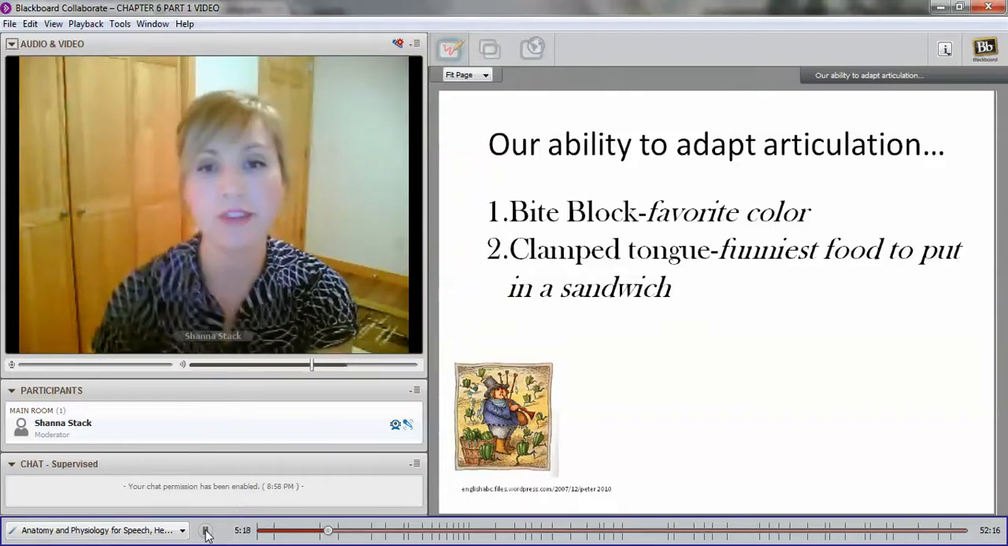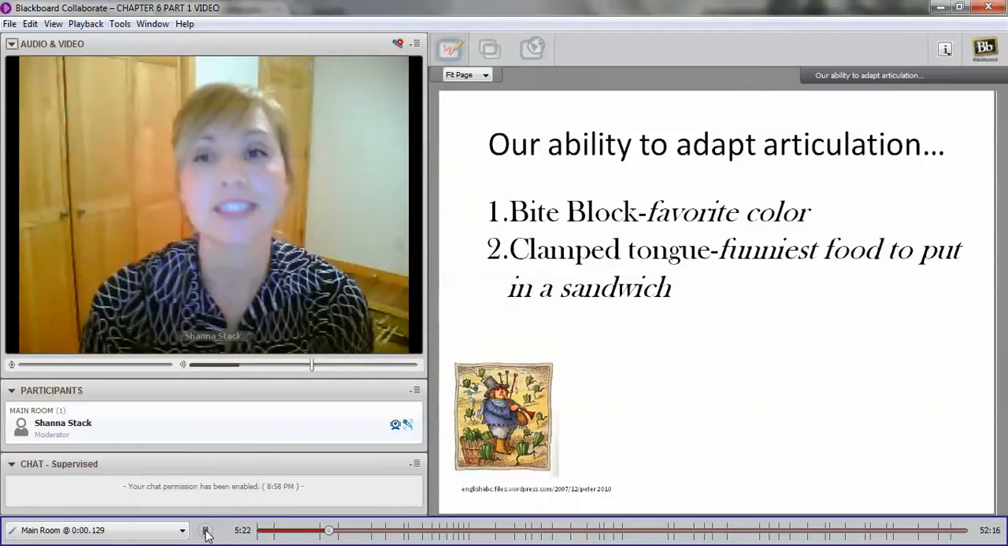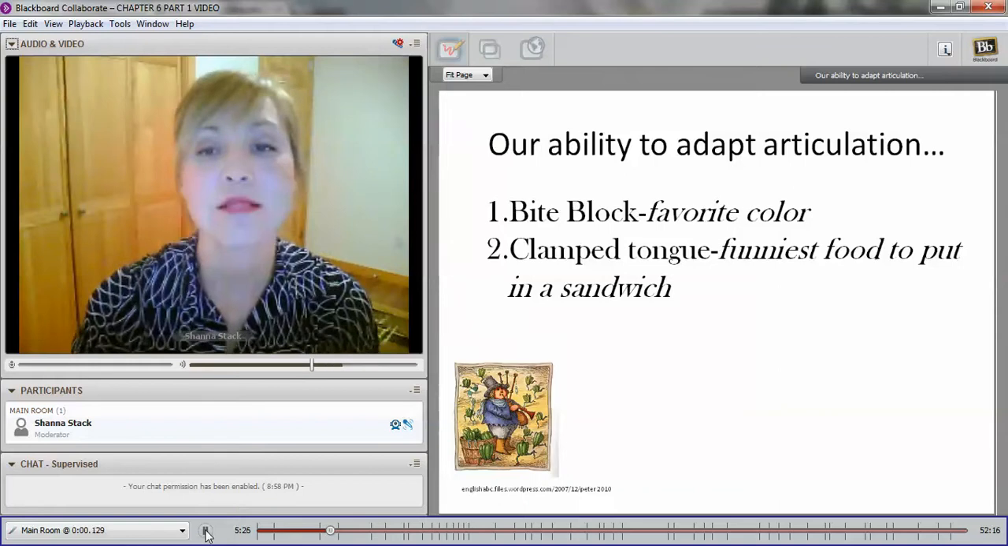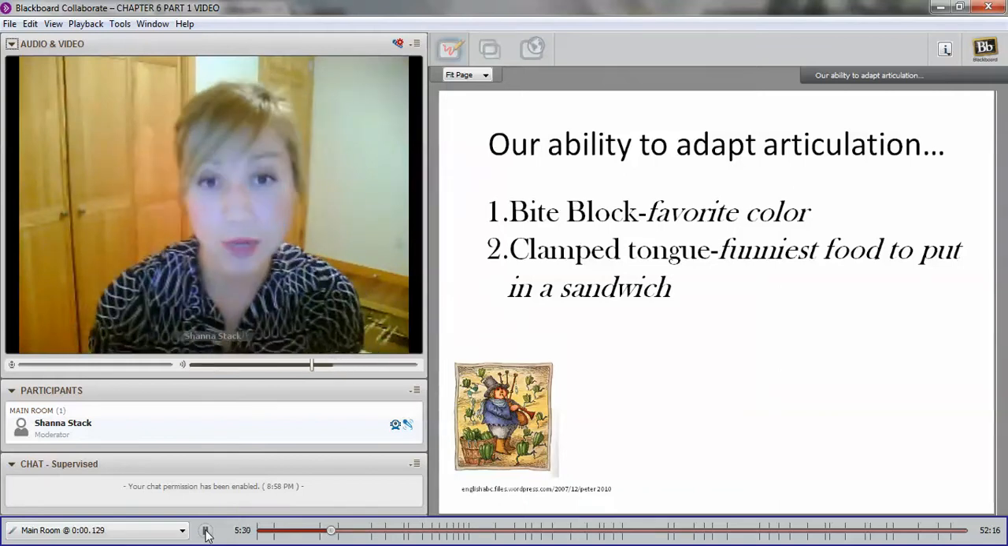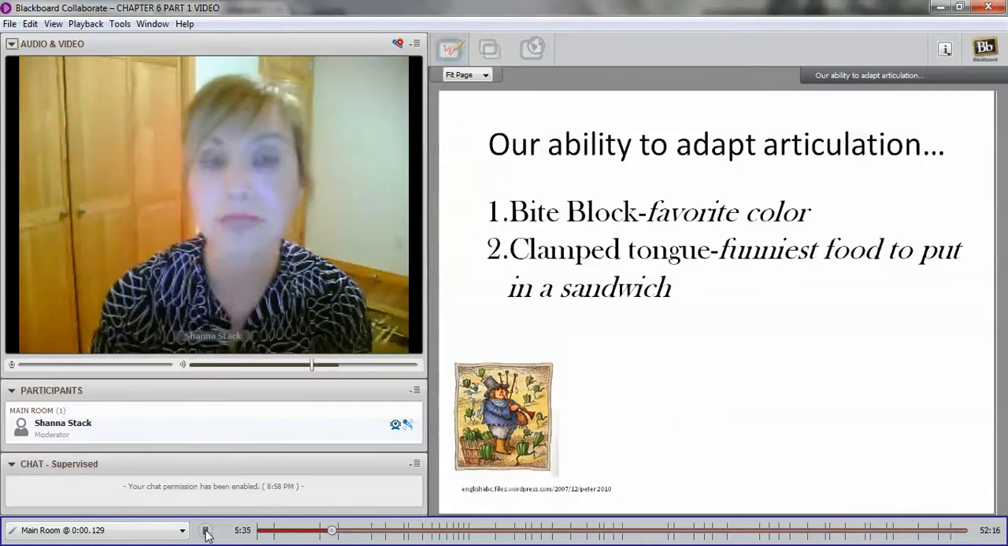Now, if I say the funniest food to put in a sandwich, Russell. Oh, hold on. You got to bite your tongue first. Sorry, bite your tongue. Russell, and it's a little bit harder to understand what I said. So I said Brussels sprouts. But if I said Brussels sprouts just by biting my teeth together, Brussels sprouts.